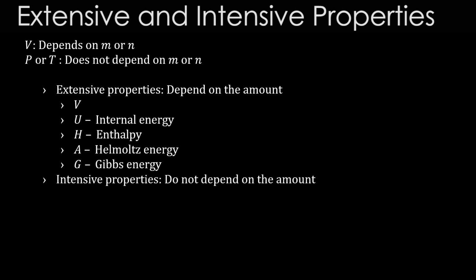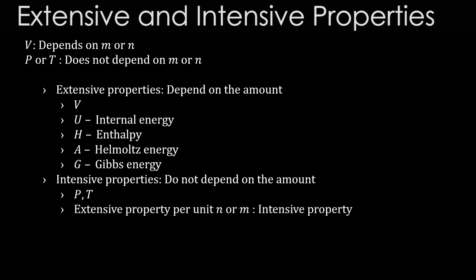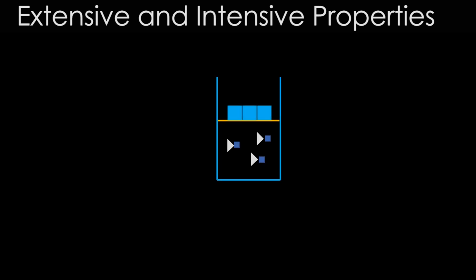Intensive properties do not depend on the amount. Example, pressure and temperature. When we take an extensive quantity and divide it by the number of moles or mass, we will get an intensive property. Example, volume per 1 gram. When we say per 1 gram, no matter which 1 gram of a big mass we are talking about, this quantity is one uniform value for any 1 gram of the system, just like pressure or temperature.